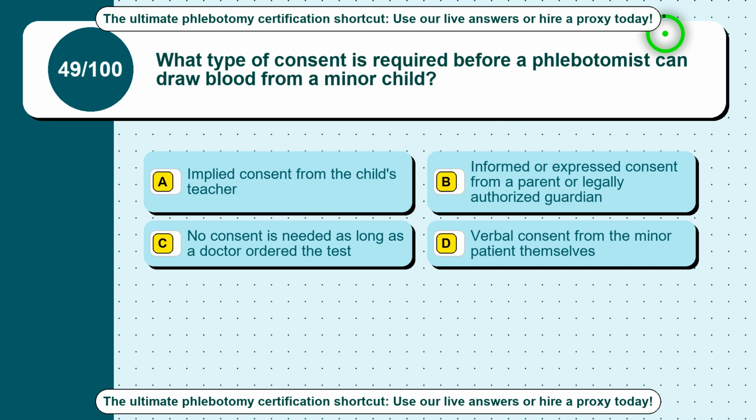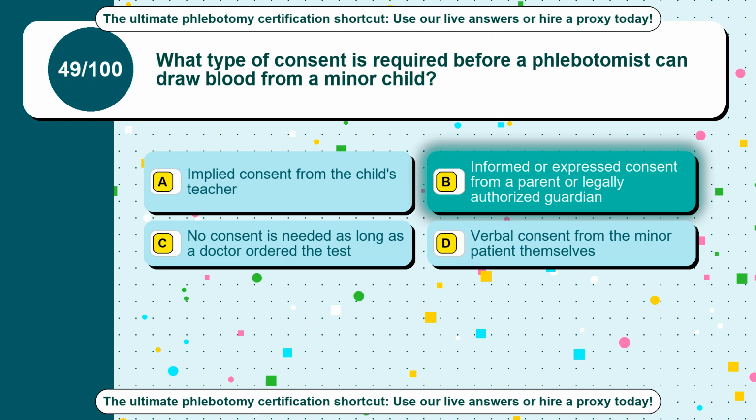Question 49. What type of consent is required before a phlebotomist can draw blood from a minor child? Option A, implied consent from the child's teacher. Option B, informed or expressed consent from a parent or legally authorized guardian. Option C, no consent is needed as long as a doctor ordered the test. Option D, verbal consent from the minor patient themselves.